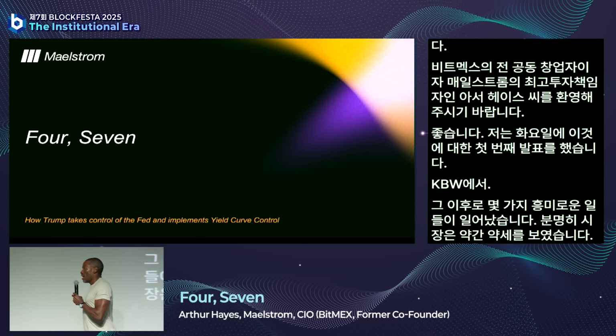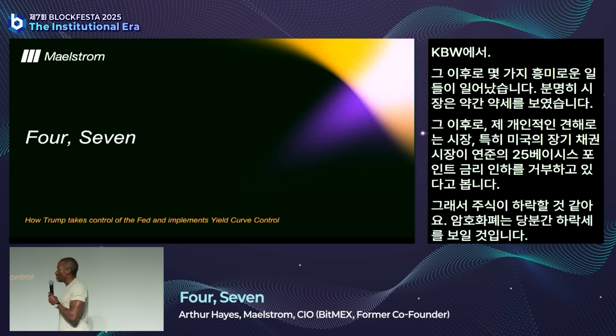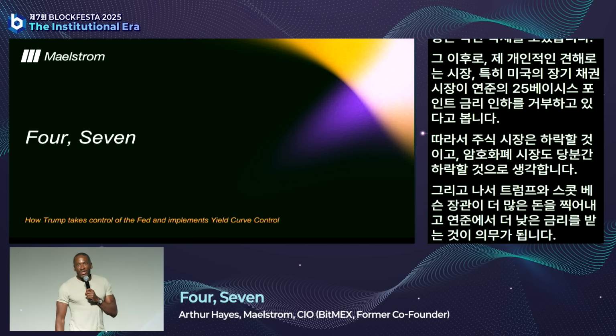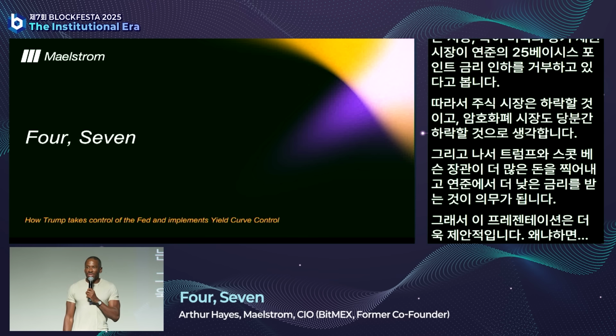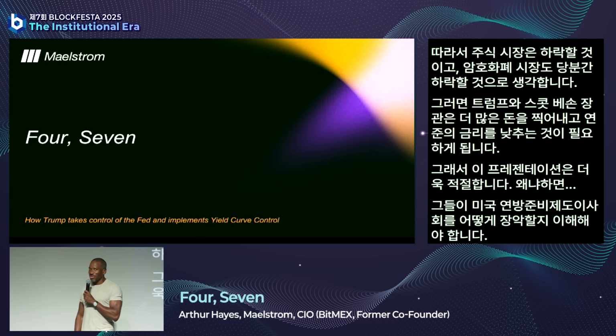And so I think equities are going to trade lower, crypto is going to trade lower for a bit, and then it becomes incumbent upon Trump and Secretary Scott Bessent to print more money and get lower rates at the Fed. And so this presentation is even more apropos because we need to understand how they are going to gain control of the U.S. Federal Reserve. And so this is the presentation called 4.7.